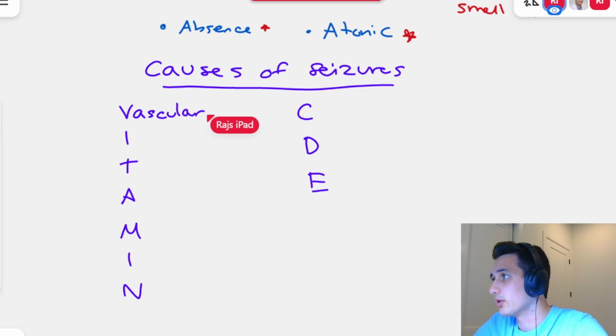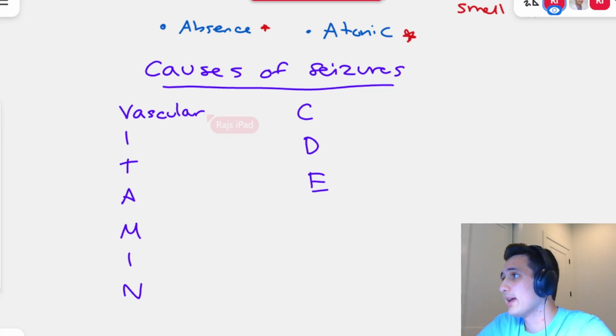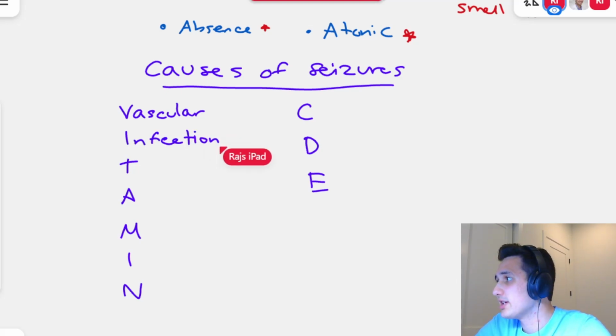So first is vascular. Is there a stroke that someone had? Did someone have a bleed in their brain? Has their brain been deprived of oxygen potentially? This is something that is potentially a vascular cause of seizures. Next up is infection. Is there meningitis, encephalitis? Think of your TORCH infections, things like toxoplasmosis, varicella, rubella, CMV, herpes virus. These are potential causes of infectious seizures.